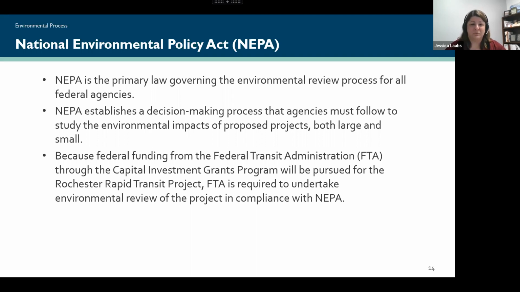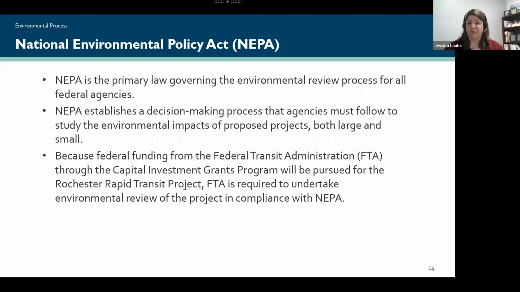What NEPA really is, is a set of regulations and a path forward in decision-making that agencies have to go through to study the environmental impacts of a proposed project. This can be very small projects to very large projects. Again, if they have federal funding, usually some type of NEPA environmental document is required. So for the Rochester Rapid Transit Project, because federal funding, as Jarrett mentioned, will be coming from the Federal Transit Administration.